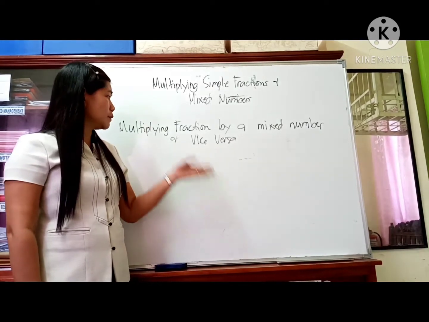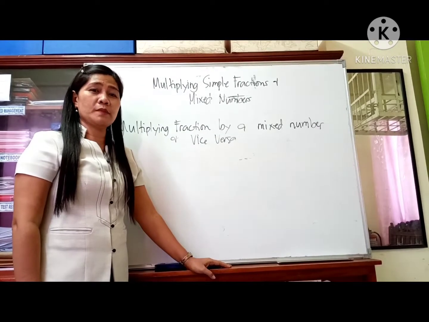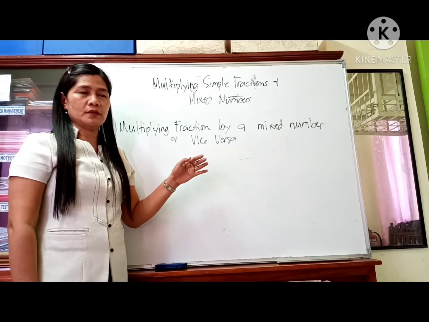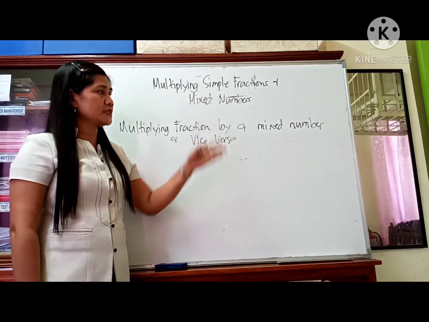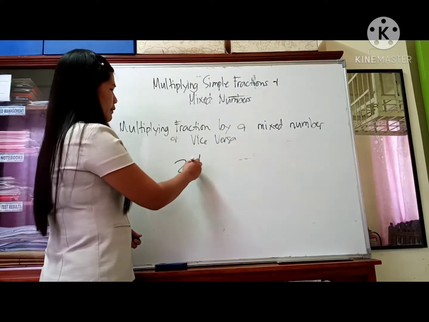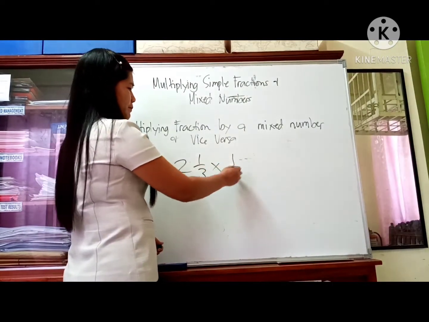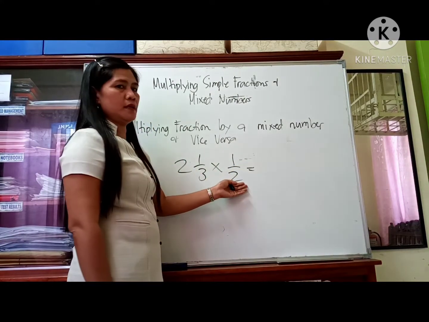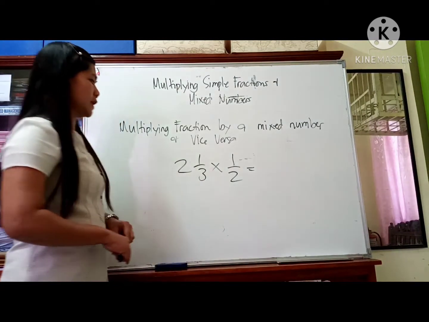So this time we are going to multiply a fraction by a mixed number. So what is a mixed number? It is a combination of a whole number and a fraction. So let's say 1 and 1/2, 3 and 1/4. Those are examples of mixed numbers. So let's try 2 and 1/3 times 1/2. So we have a mixed number, and the other one is a simple fraction. So how will you multiply those numbers?